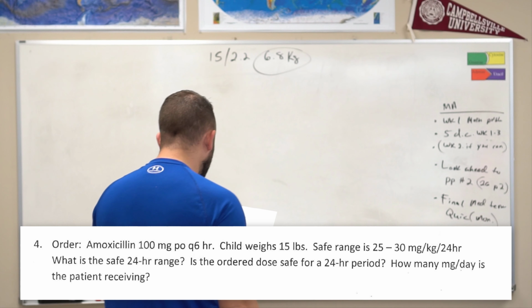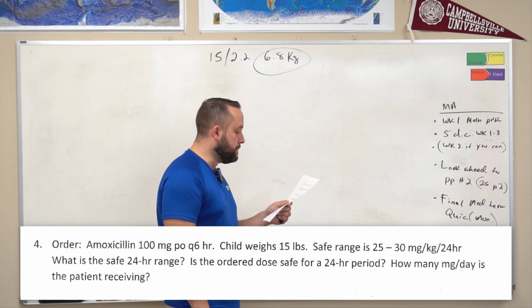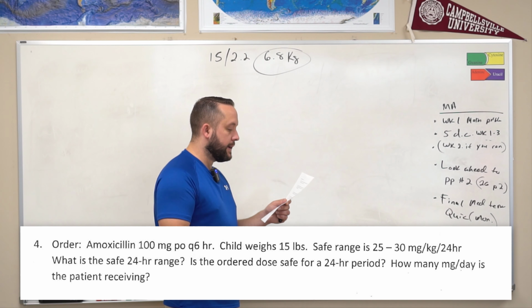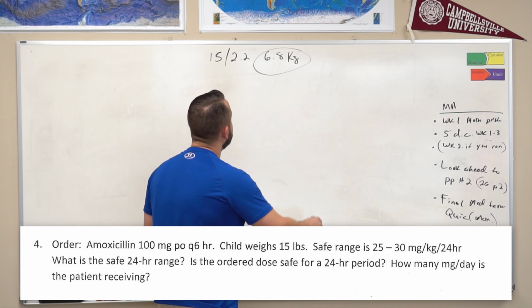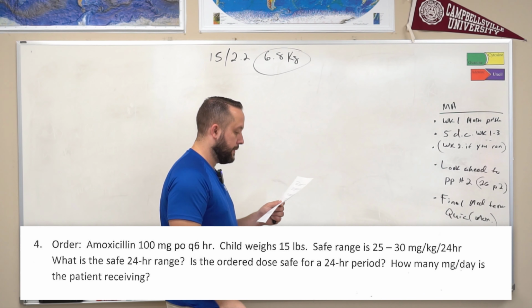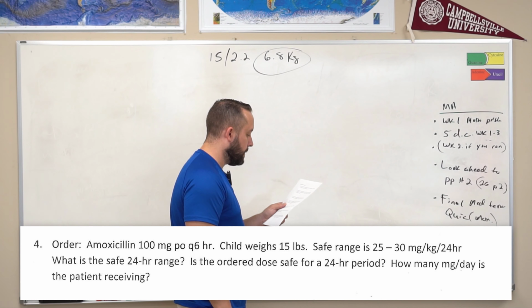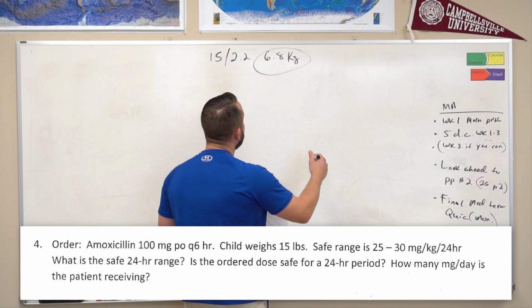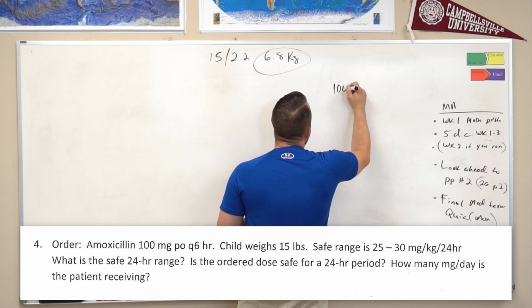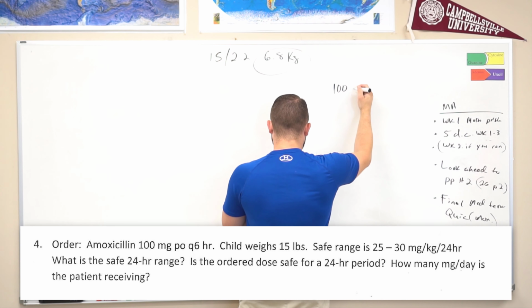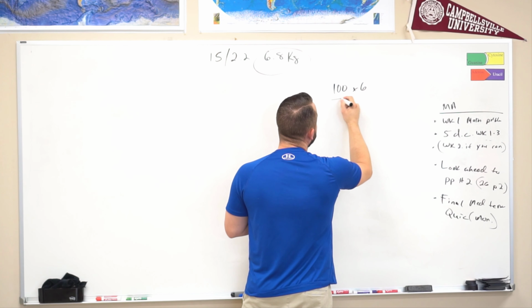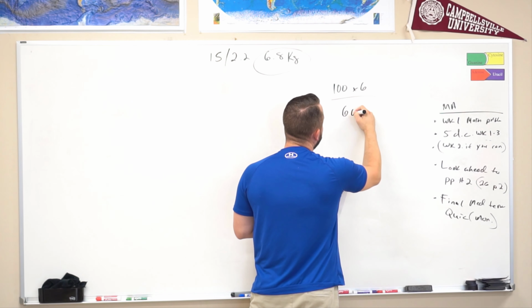First of all, let's figure out the safe range. So 25 milligrams per kilogram per day. The child weighs 6.8 kilograms. Okay. And he's getting 100 milligrams every 6 hours. So 100 times 6 is 600 milligrams in a 24-hour period, right? Mm-hmm.